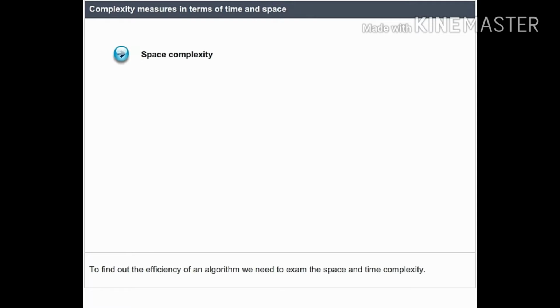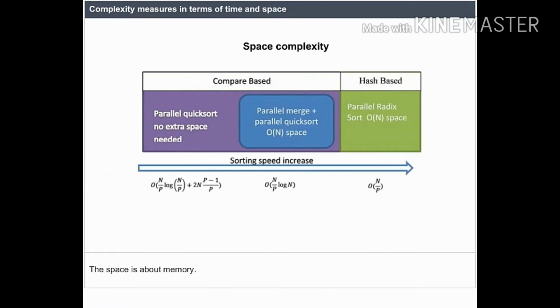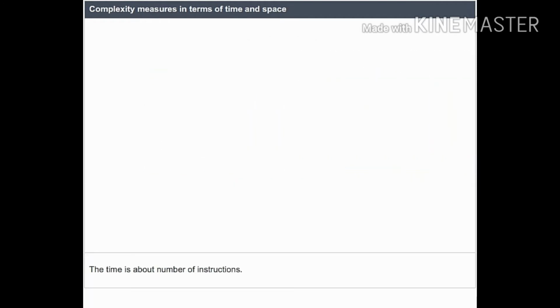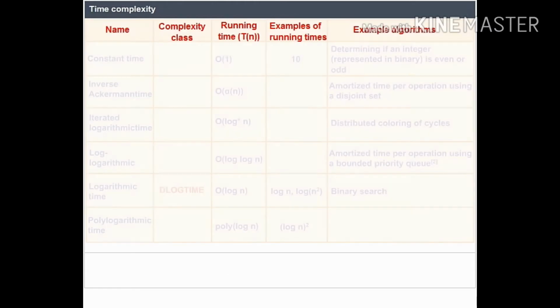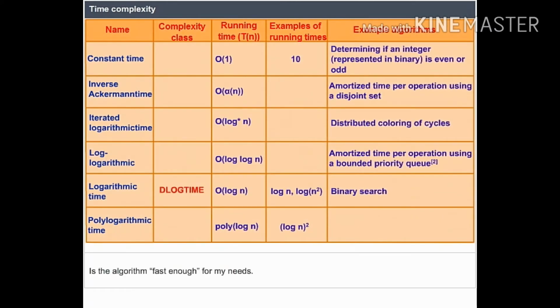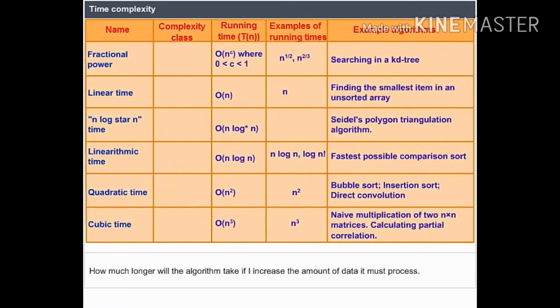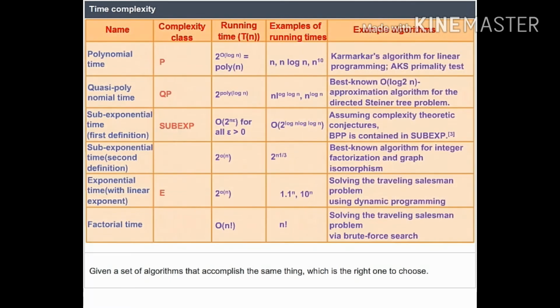Complexity measures in terms of time and space. To find out the efficiency of an algorithm, we need to examine the space and time complexity. The space is about memory. The time is about the number of instructions. Time complexity: is the algorithm fast enough for my needs? How much longer will the algorithm take if I increase the amount of data it must process? Given a set of algorithms that accomplish the same thing, which is the right one to choose?